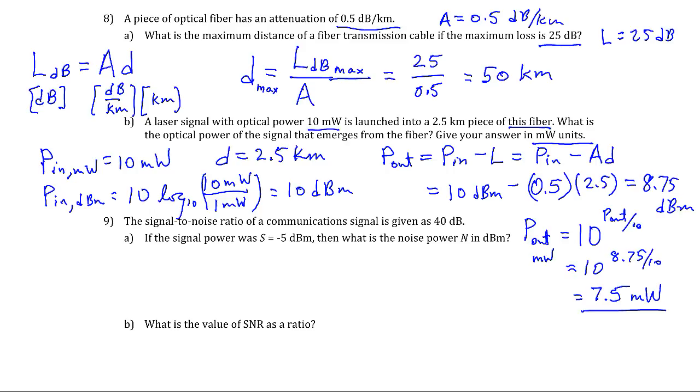Okay, so here's an example of loss budgeting with an attenuation, and it also has a maximum loss calculation, a maximum distance for the allowable maximum loss calculation in Part A.